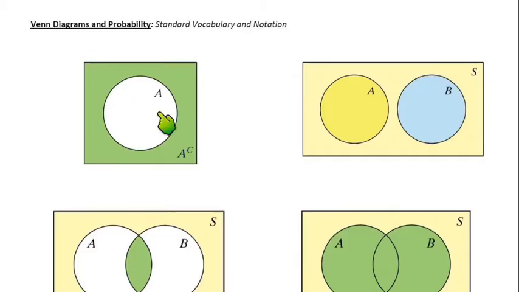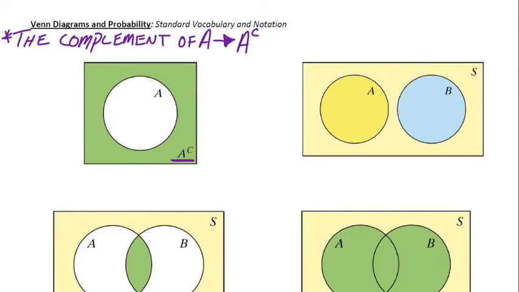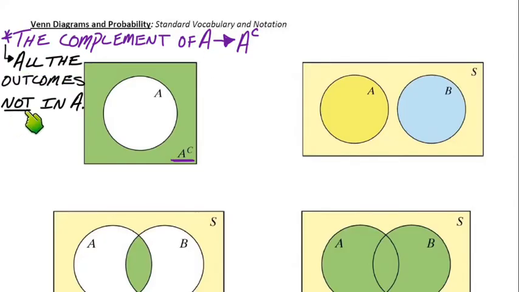In the first one, you see event A, that circle right there, and then everything else outside of A in the sample space. Notice it has A with a C up top here. That's called A complement, and that's illustrating all of the stuff that's not in A. So the complement of A, we call that A complement. It almost looks like it's to the power of C, so it has a superscript with a C. That means all the stuff not in A, all the outcomes that are not in A. That would be the green highlighted piece there. That's A complement.